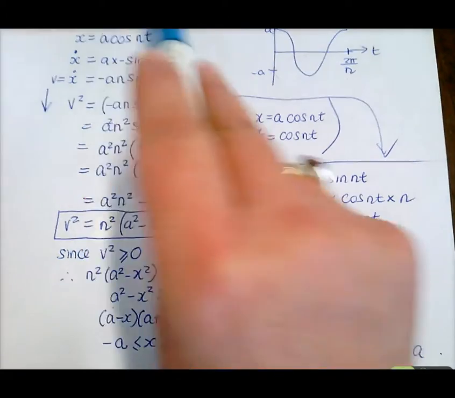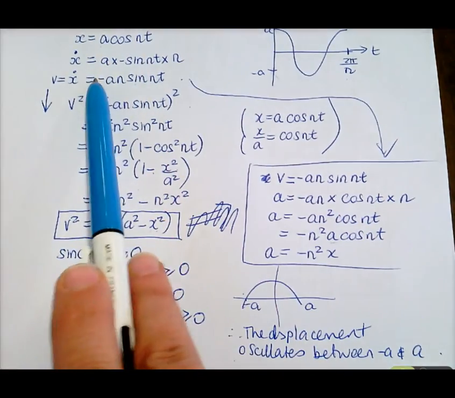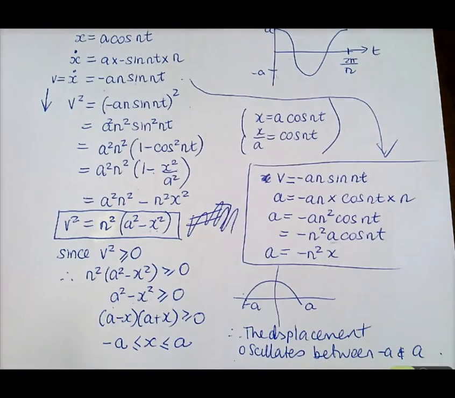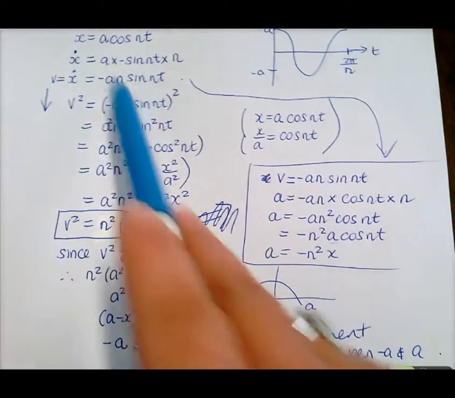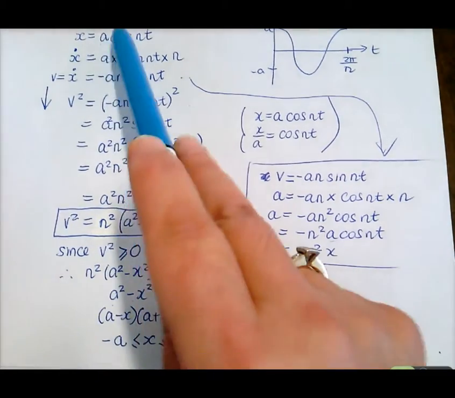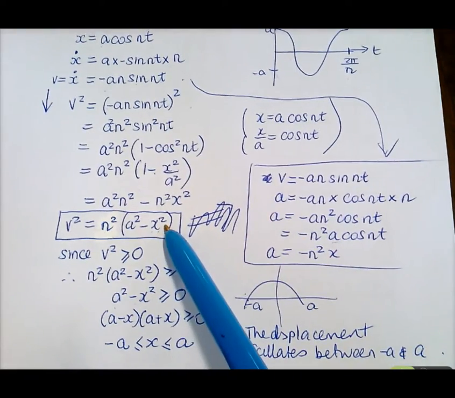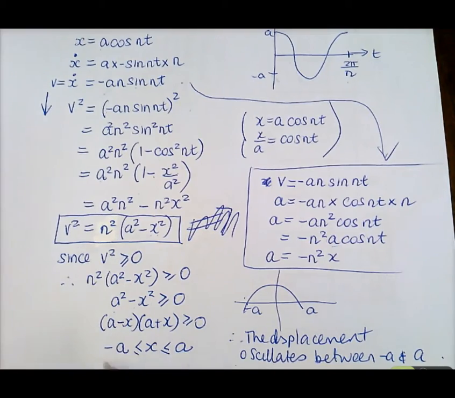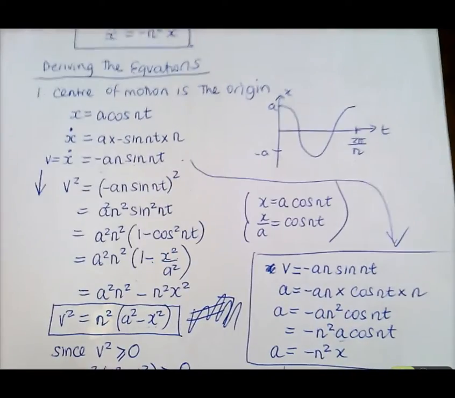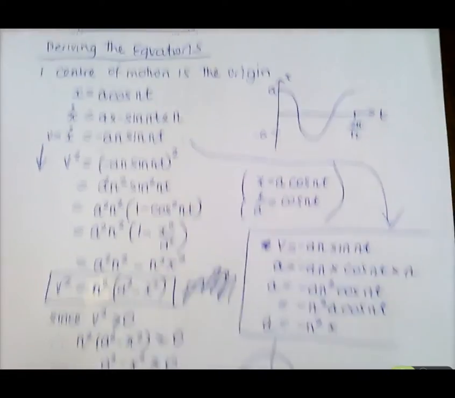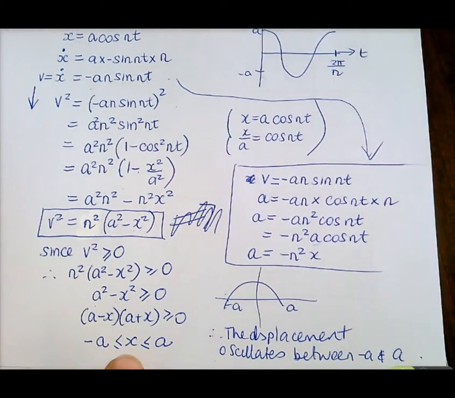If you're ever asked to derive that result, you go x, v, differentiate again, and you can get a. Then if you're asked to derive this sort of result, you go x, v, v squared, do some substitutions, and you'll get this result. And then from there, you can see where your oscillation will happen between. We know that the displacement oscillates between negative a and a just from the equation, because that's the amplitude. So this is proving that the amplitude is a units; it oscillates from negative a to a.